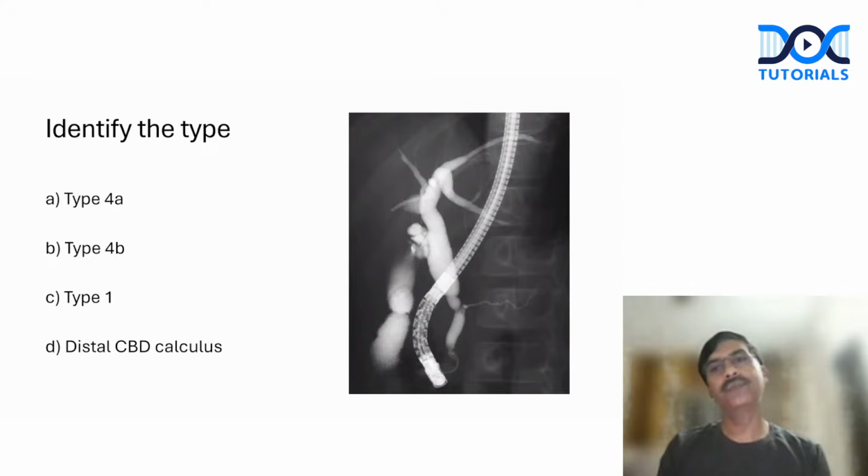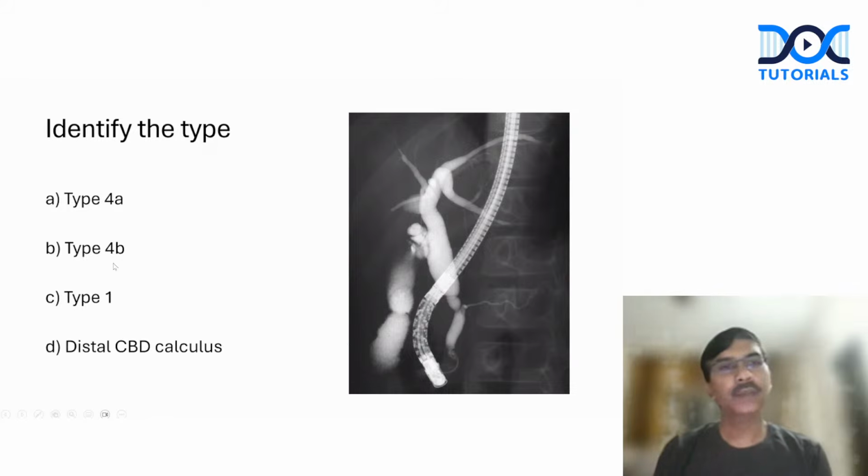Identify the type of choledochal cyst in this picture. What we can see is an ERCP with specific cannulation, and there is a dilatation of the common bile duct, common hepatic duct, and cystic duct. Particularly, the left duct is dilated, and the right duct doesn't seem to be dilated. It is uniform, and there is a long common channel. We can see here a long common channel of both the bile duct and the pancreatic duct.